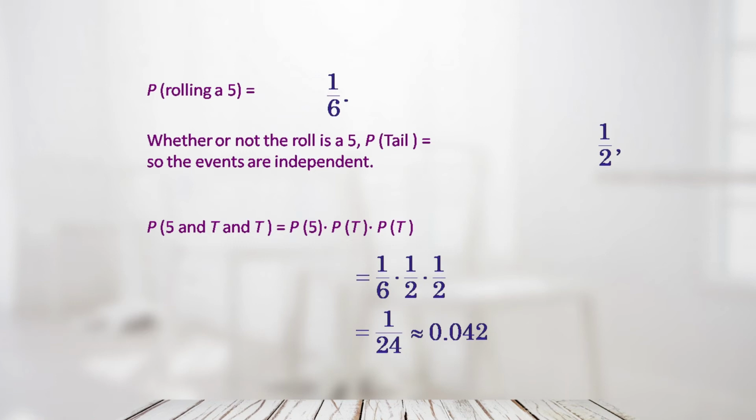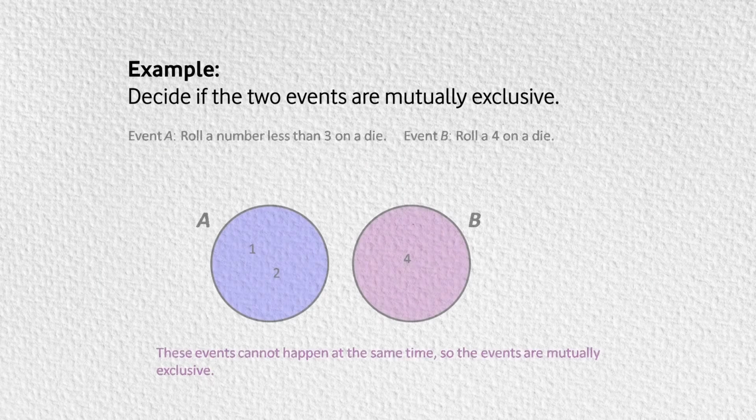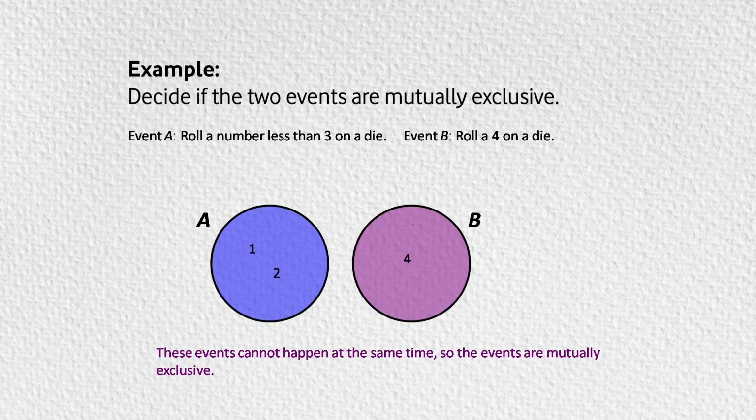So what we have observed is the addition rules. Two events A and B are mutually exclusive if they cannot occur at the same time; otherwise A and B are not mutually exclusive. Decide if the two events are mutually exclusive: event A, roll a number less than 3 on a die; event B, roll a 4 on a die. These events cannot happen at the same time, so the events are mutually exclusive.